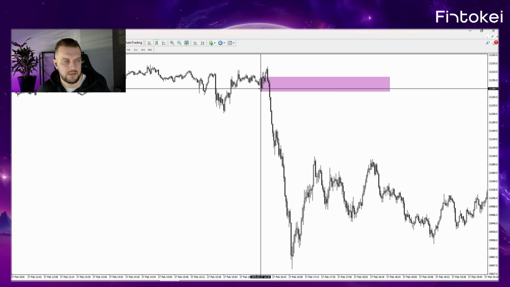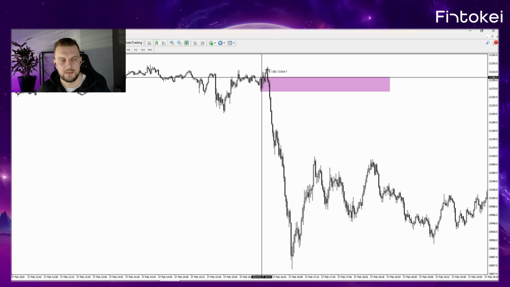Okay, it's a very interesting example. Also, the 1-minute initial balance from the first minute of the US session. Price moves above, it's a red light for a long position. Price moves under, it's a green light for a short position from this moment.